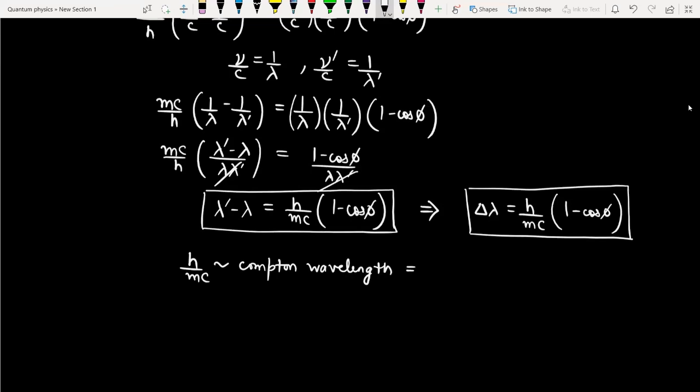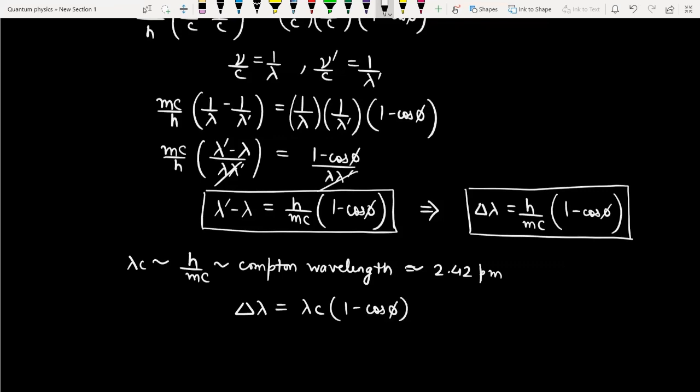And its value is close to 2.42 picometer. You know picometer, 10 raised to the power minus 12. So this is the value of the Compton wavelength. Now, if I ask you a very fundamental question. So first let us write that shift in the wavelength in terms of this Compton wavelength. So this is obviously lambda c. We denote it by lambda c. So this is lambda c times 1 minus cos phi.